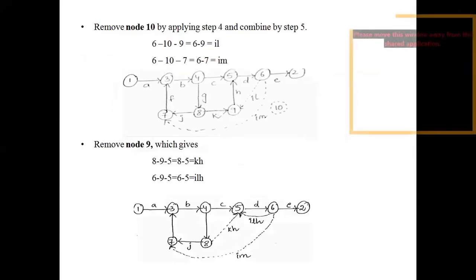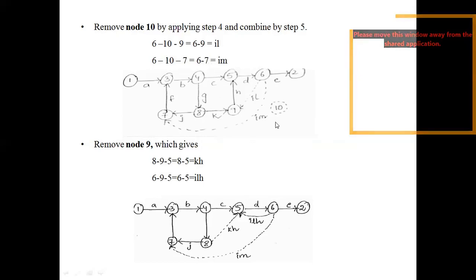These are the final links that have to be represented after the 10 node is removed. So when you are removing 10, a 6 to 9 connection will be produced, and the link name is IL. And when you are removing the 10 node from 6 to 7, then the link is 6 to 7 and the link name is IM.